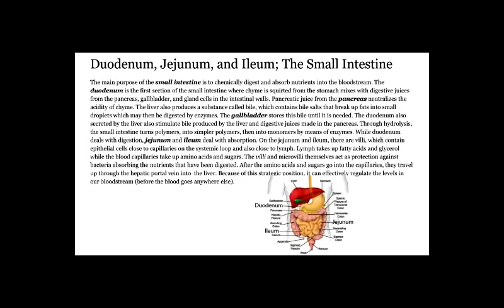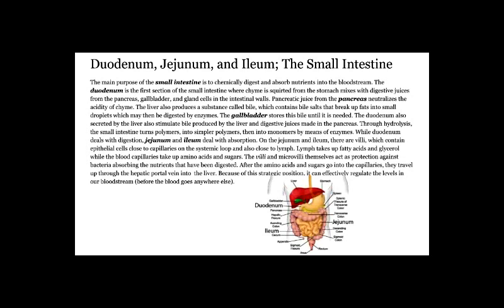On the jejunum and ileum, there are villi, which contain epithelial cells, which are close to capillaries on the systemic loop, which carries blood from your heart to the rest of your body. And it's also close to lymphatic vessels or lymph fluid, which takes up fatty acids and glycerol, while the blood capillaries take up amino acids and sugars. Now, where does the lymph take fatty acids and glycerols? It takes them right back to the circulatory system, so it's not going anywhere else where they can be distributed to cells or broken up or all that good stuff.